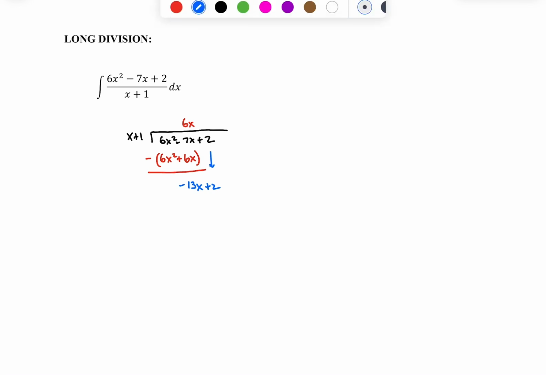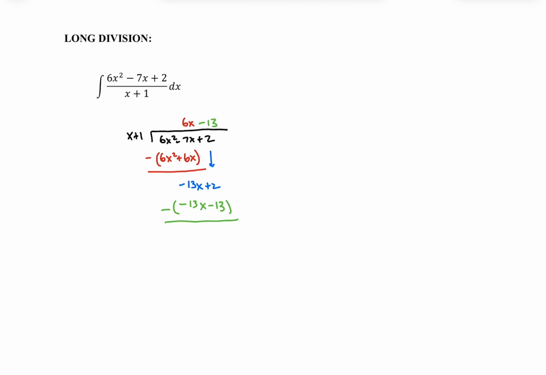Then you go through the process again. You ask yourself, what do you multiply x by to get negative 13x? The answer is negative 13, and then you distribute that over. So then you get negative 13x minus 13. Again, you subtract these terms. The negative 13x cancels, which is the goal, and then you have 2 minus a negative 13, so your remainder down here is going to be positive 15.